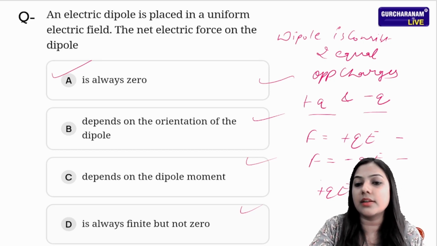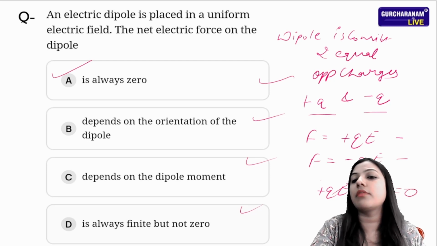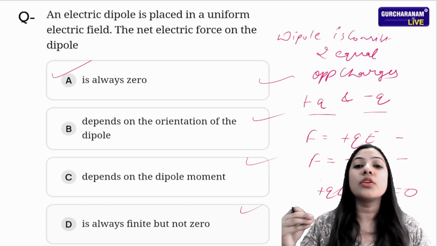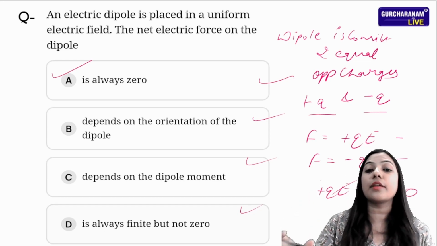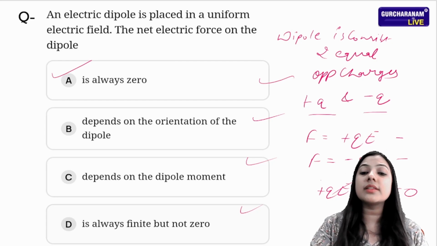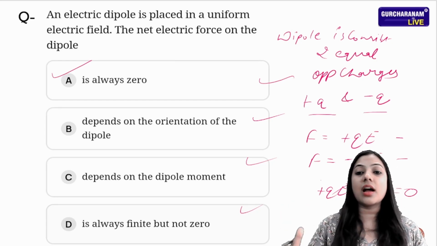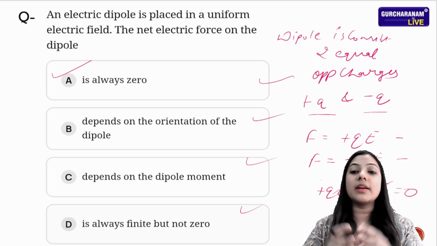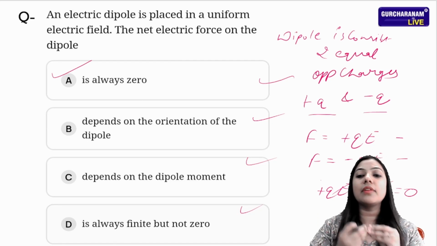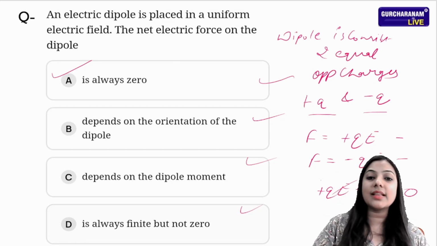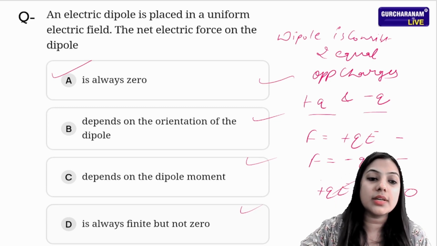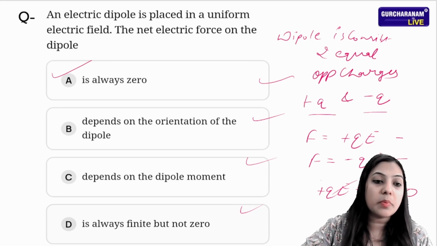So the value is 0. We can see that when an electric dipole is placed in a uniform electric field, the net electric force on the dipole is always 0. Understood? Why is it always 0? Because the charges are opposite to each other but equal in magnitude, so their magnitudes cancel out and we get 0. So we can say that it is always 0 in a uniform electric field. Okay students, I hope you understand this point.